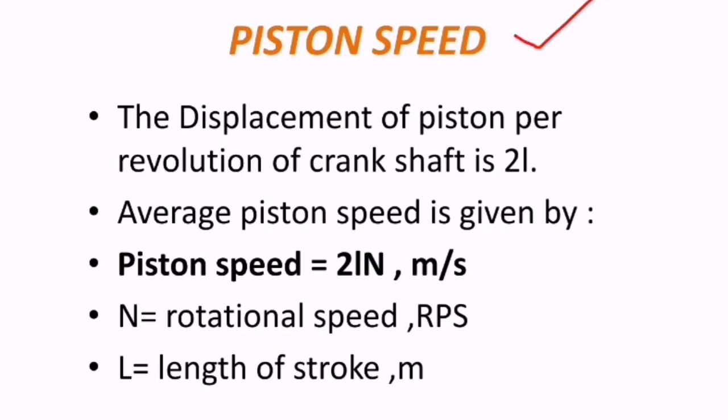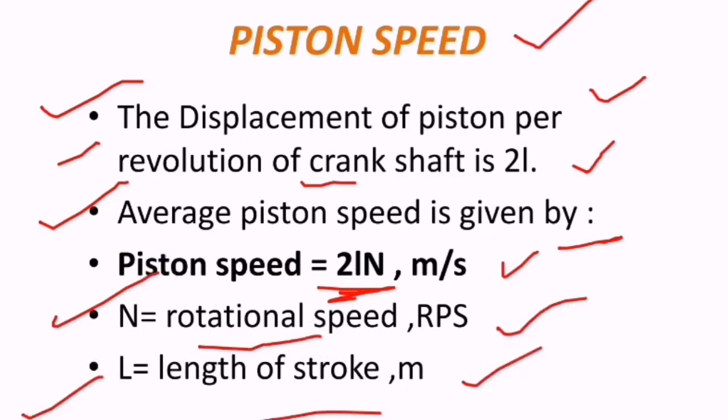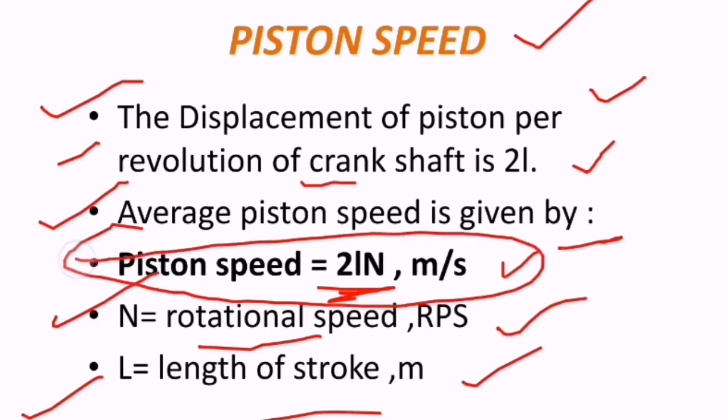So what is piston speed? The displacement of the piston per revolution of the crankshaft is 2L. That is, 2 into L, 2 into the length of the stroke. So the average piston speed is given by the formula 2LN, in meters per second. N is the rotational speed in revolutions per second, and L is the length of the stroke in meters. So the piston speed formula is 2 into L into N.